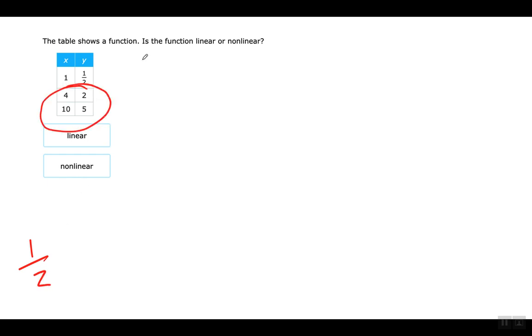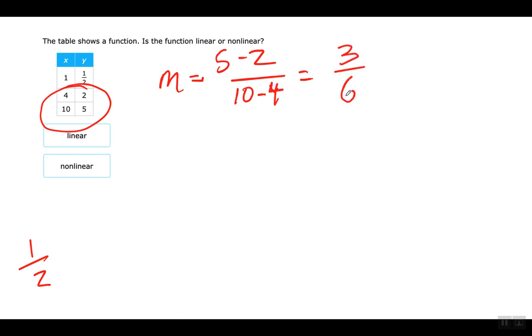Now let's check these. Guys, for the sake of hurrying it up, I'm just going to do it without writing the formula. On the bottom it's 10 minus 4. So 3 over 6, which is 1 half. All right, so they're both the same, so it's linear.